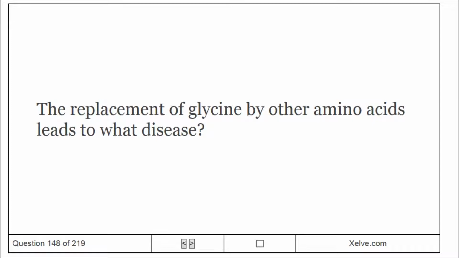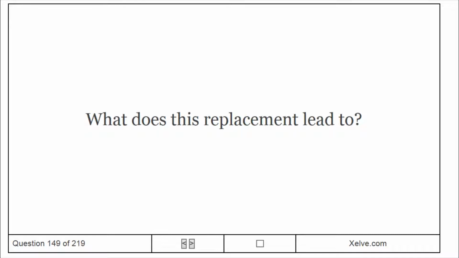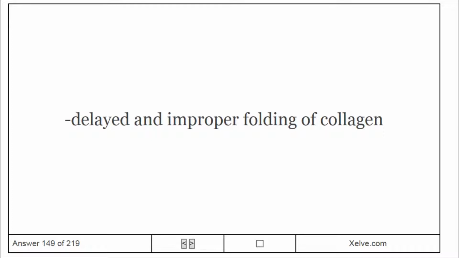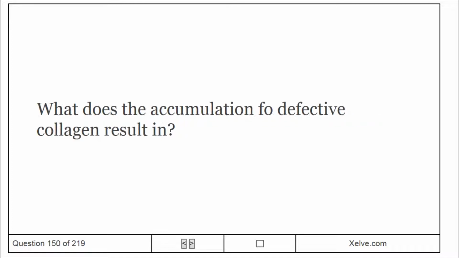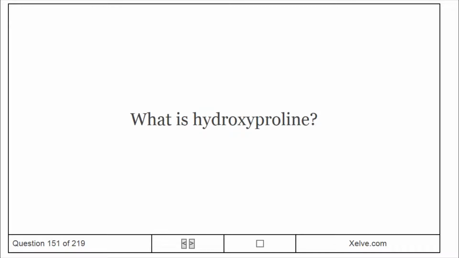The replacement of glycine by other amino acids leads to what disease? Osteogenesis imperfecta, brittle bone disease. What does this replacement lead to? Delayed and improper folding of collagen. What does the accumulation of defective collagen result in? Cell death.